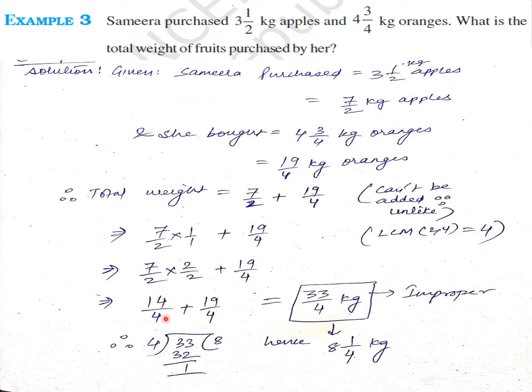As the base is same, we can add them easily by taking LCM of base. 4 and 4 are same, it becomes 4, and above it 14 plus 19 can be added as 33. Okay, you must be thinking, why have I not done 8 over here? It is not done because LCM of 4 and 4 is 4 only. In denominator we never add. In denominator we take LCM. So LCM of 4 and 4 is 4 only, not 8. Okay, and 14 plus 19 is 33. Now it is an improper fraction, so I will divide by 4 to write it like this: 8 1 upon 4 kg.